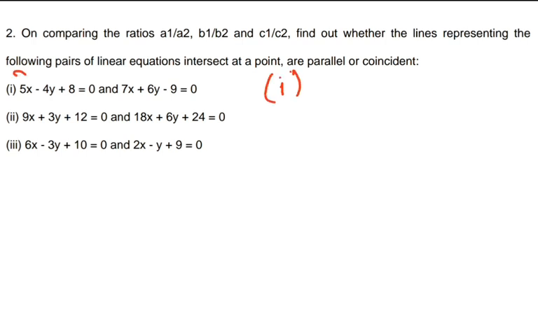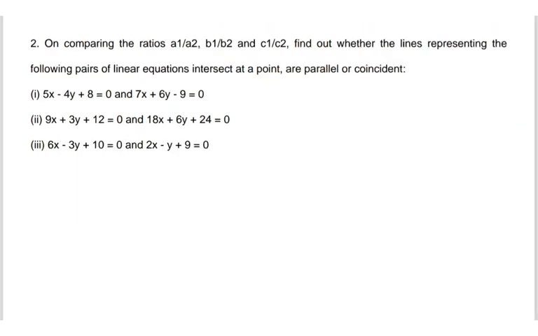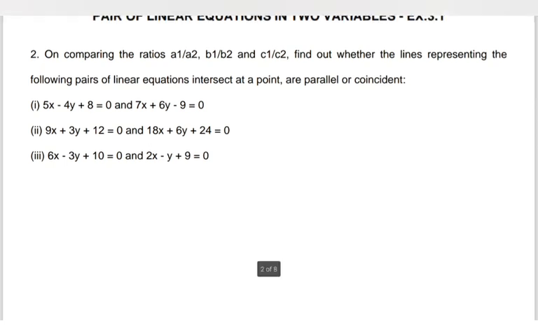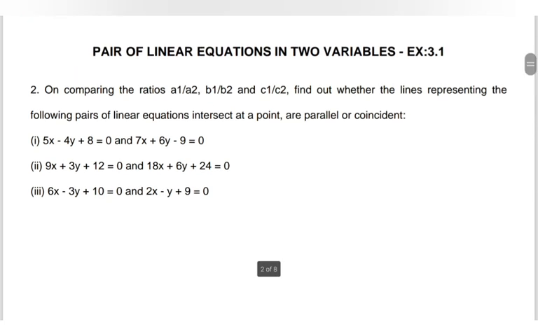So 5x is a1, -4y is b1 and 8 is c1. 7x is a2, 6y is b2 and c2. Like this you have to first order the equations, and we should check the first condition, that is intersecting.